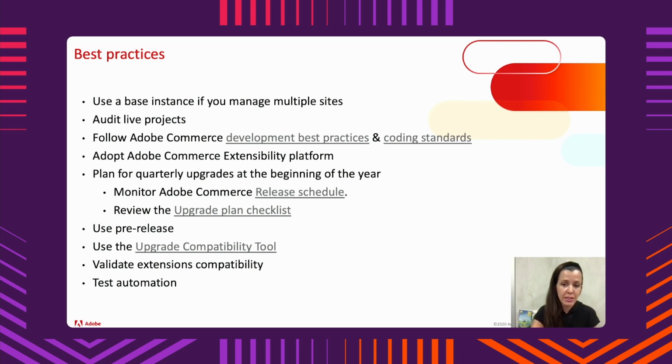Then we have pre-release. So you should use pre-release version to learn about each release earlier. So if you have multiple stores, use pre-release on your base store and verify that your custom modules and themes are compatible with it. Then, of course, the upgrade compatibility tool. This will help you identify problems that must be fixed in your custom code before attempting to upgrade to a newer version. If you're using third-party extensions, validate their compatibility with the target version. And you should optimize your testing and make it as automated as possible.